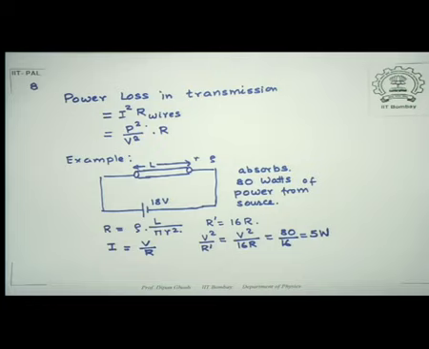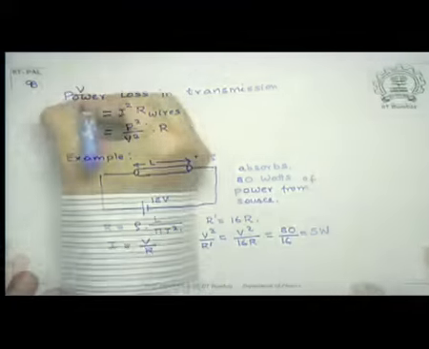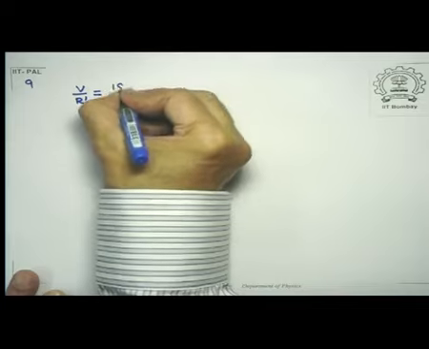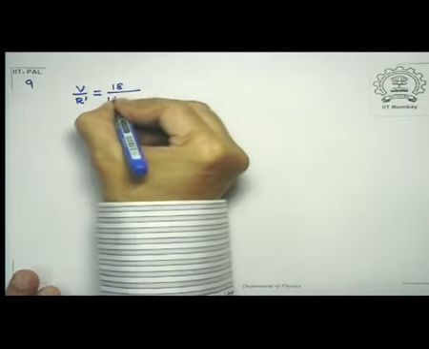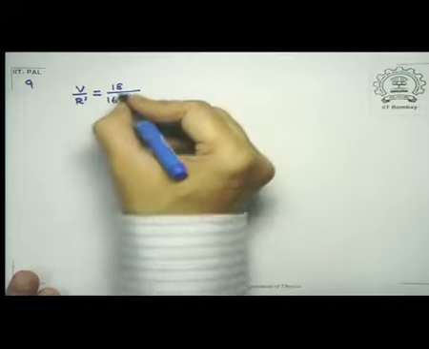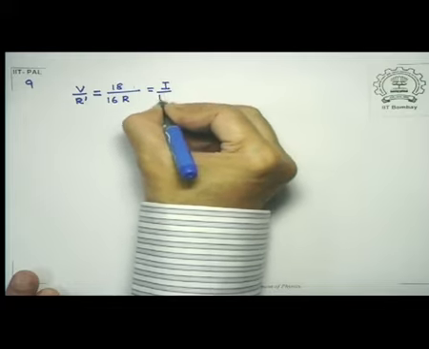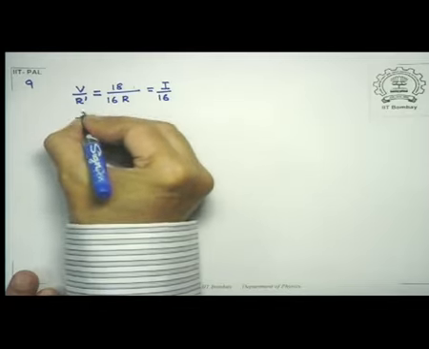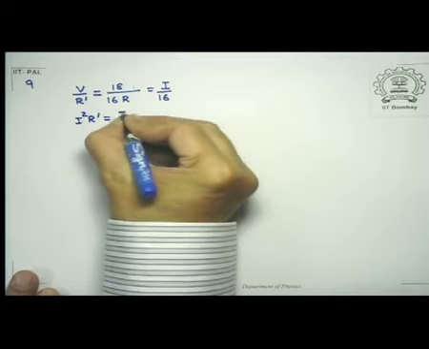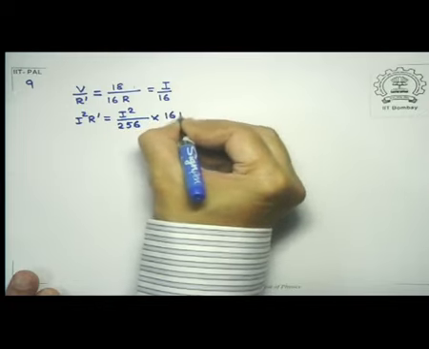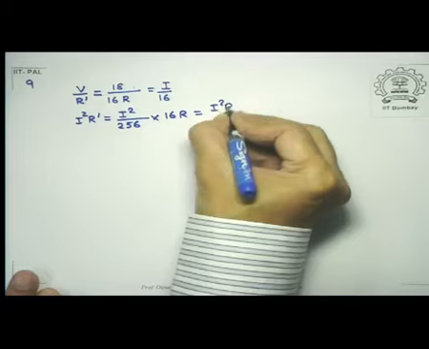Look at the current in this situation. Since the voltage is 18 volts, I have V by R prime, V is 18 divided by 16R, but 18 by R was my original current I, so it is I by 16. So I square R prime, if you want to calculate, is equal to I square by 16 square, which is 256, times R prime, which is 16R. That's equal to I square R by 16, as expected.